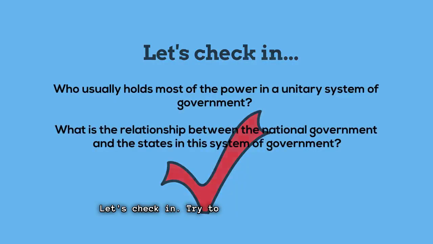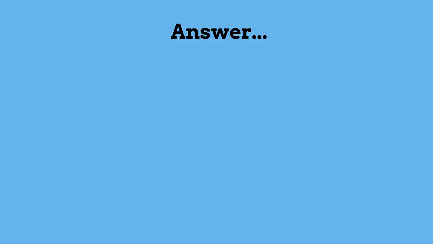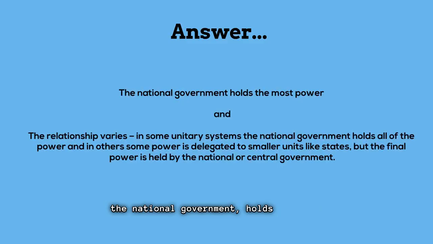Let's check in. Try to answer the following questions in your own words. Who usually holds most of the power in a unitary system of government? And what is the relationship between the national government and the states in a unitary system? In a unitary system, the national government holds the most power, and the relationship varies. In some unitary systems, the national government holds all the power all of the time, and in others, some power is delegated to smaller units like states, but the final power is held by the national or central government.